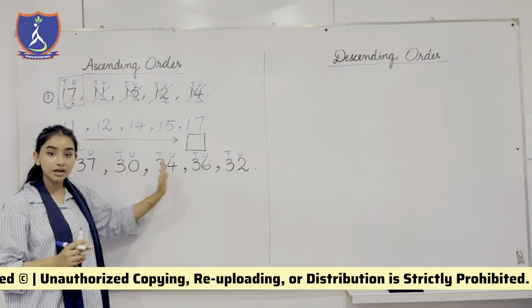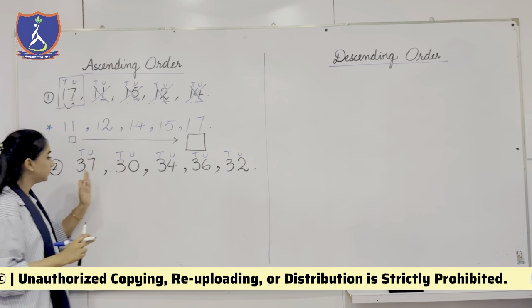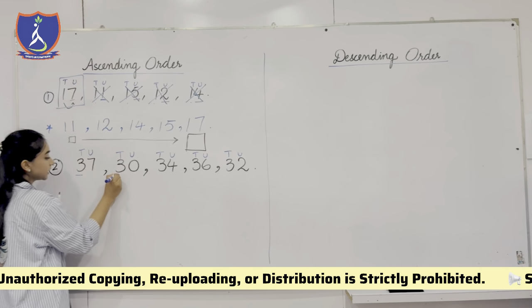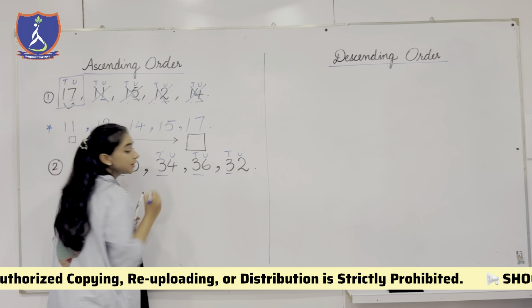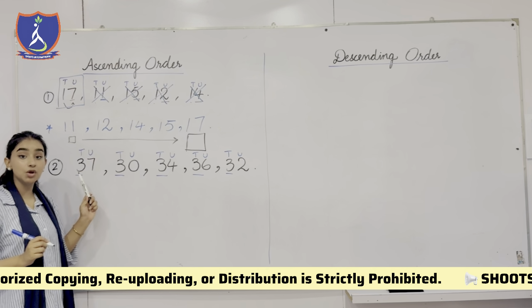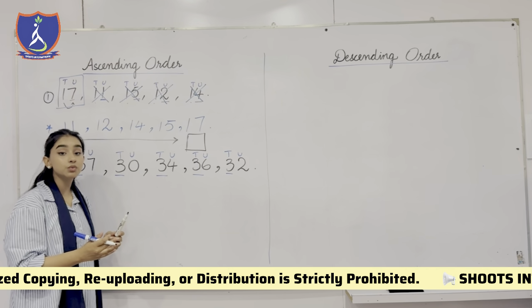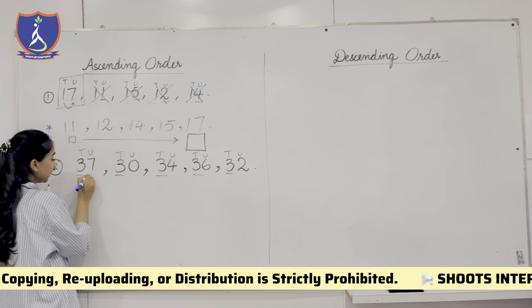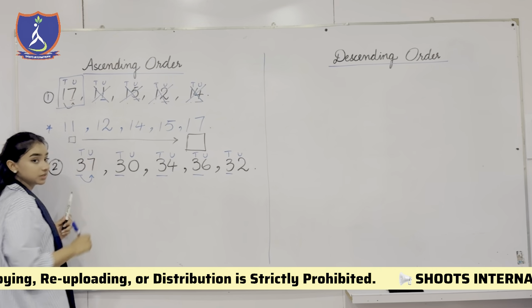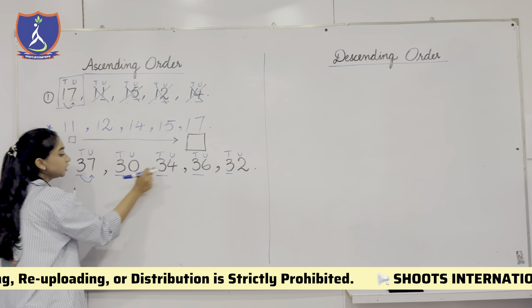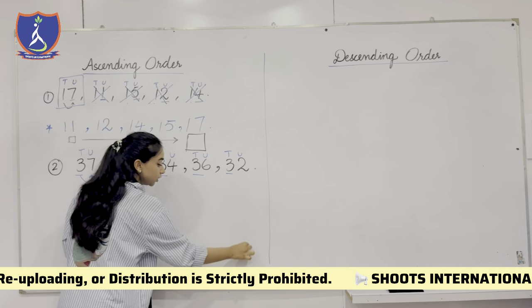From the right side you have to start looking. Look at the tens. These all tens are same, right? They all are 3. They all are same. Now we are moving towards the units. If the tens are same, so we will move towards the units. Now in the units, list down the units over here.